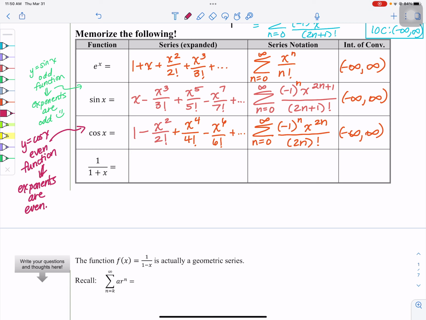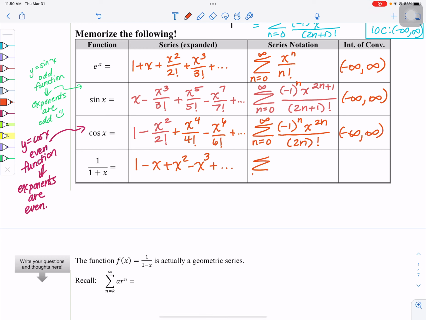You'll really like this next series, and 1 over 1 plus x can be written as 1 minus x plus x squared minus x cubed plus x to the fourth. Actually, I'll just put and so forth since we're on that positive term.